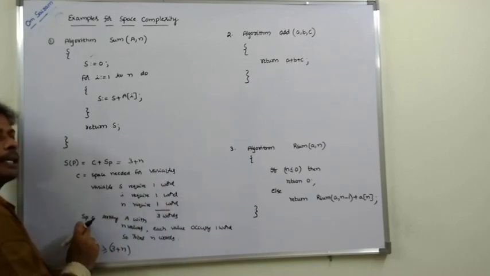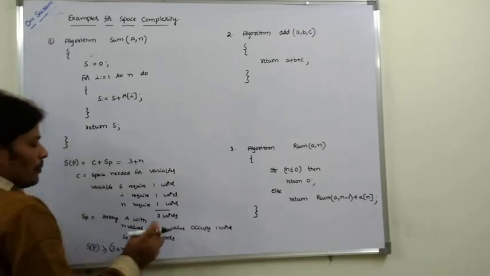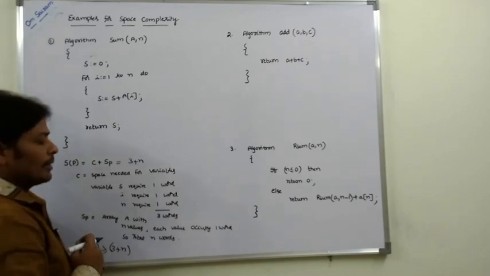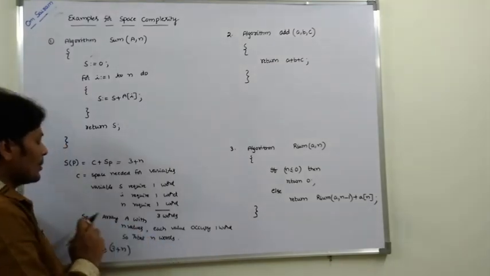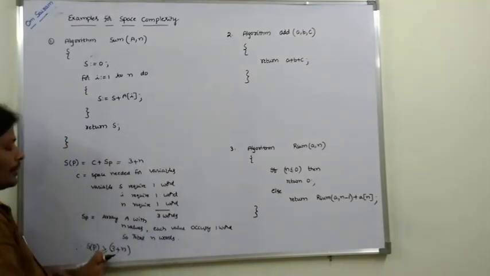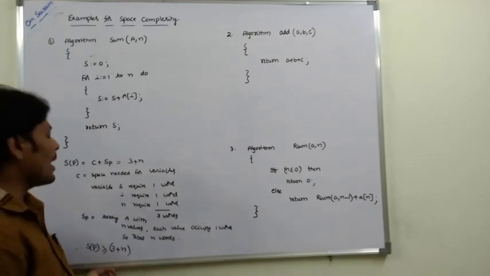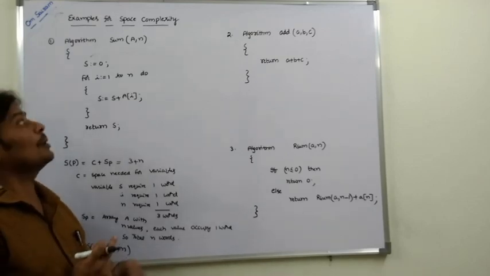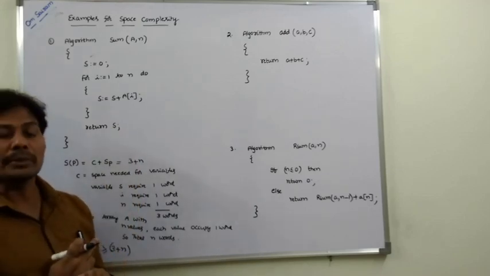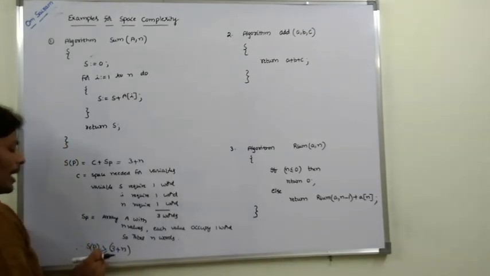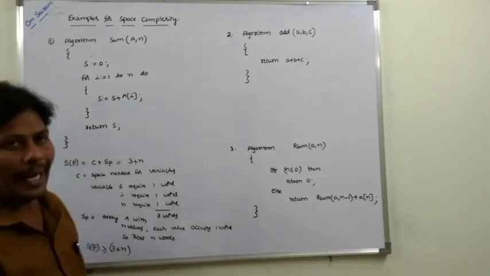Plus, the component variable s is array A with n values. Each value occupies one word, so there are n words. So s suffix p is equal to n. Therefore 3 plus n. The space complexity is S of p greater than or equal to 3 plus n. Why are we using greater than or equal to? To execute this program, sometimes we may require auxiliary memory. At that time we use greater than or equal to. S of p greater than or equal to 3 plus n.